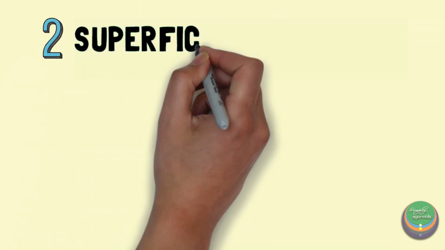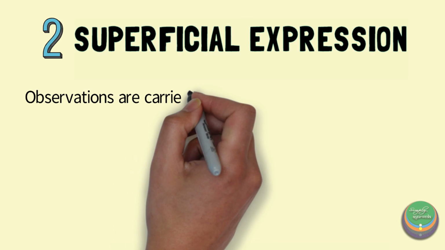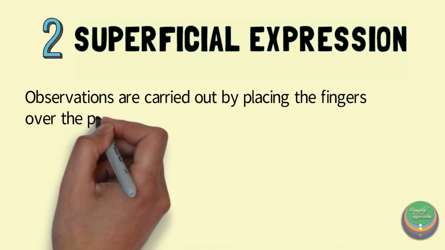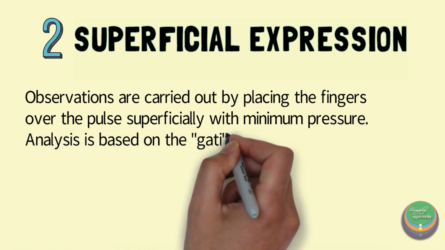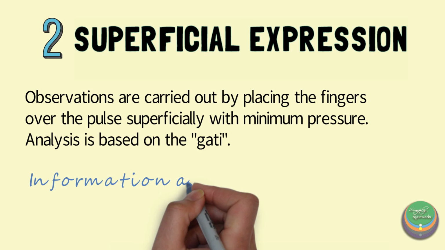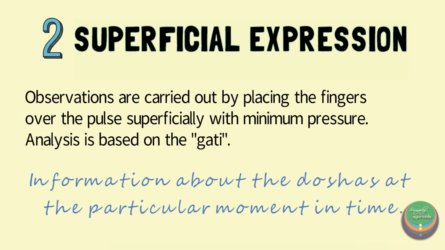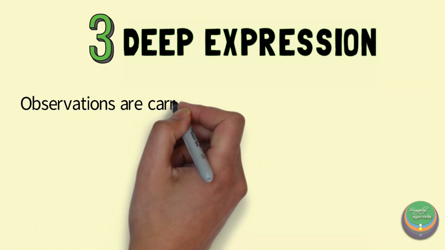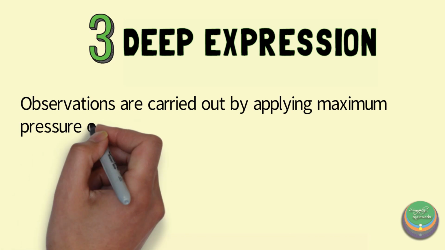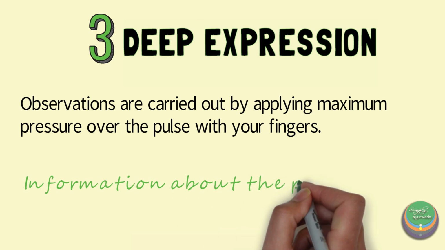Superficial expression. It is the observation carried out by taking the fingertips to the most superficial level, while still feeling the pulsation with minimal pressure. This gives information about the doshas at that particular moment in time. It is analyzed under certain parameters called gatis, which we will learn in the upcoming videos. Deep expression. It is the observation made by the fingertips at the deepest level of the pulse by applying maximum pressure. From this expression, the prakriti of the individual can be understood.